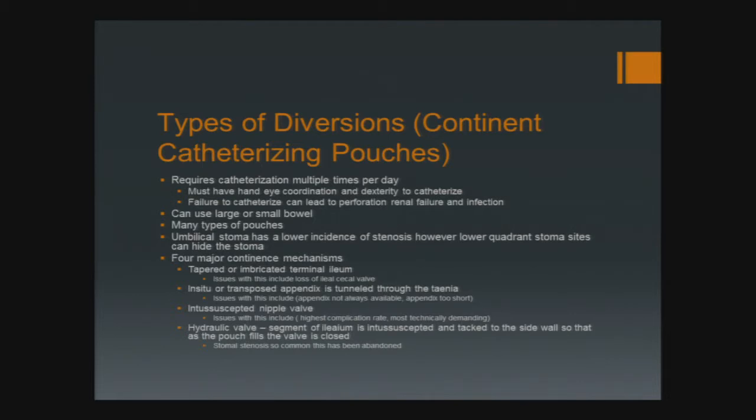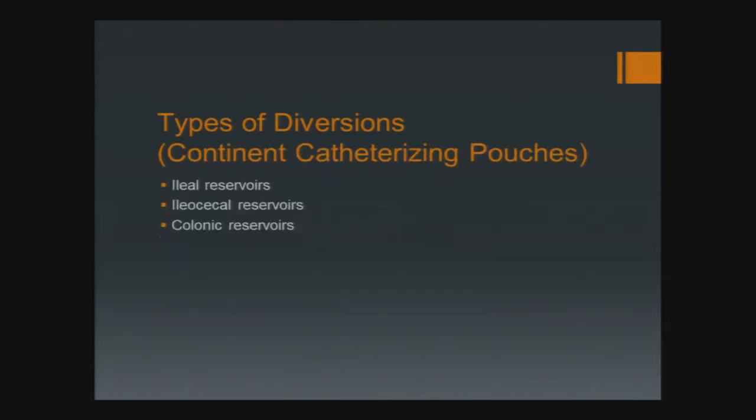You can intussuscept a nipple valve. Very few people do this. It has the highest complication rate. It's the most technically demanding. And then there are hydraulic valves, which I've kept on the list for completeness' sake, but they've been almost completely abandoned because of stomal stenosis.